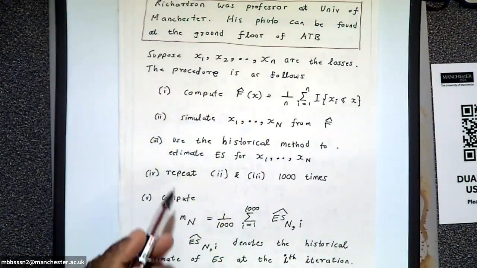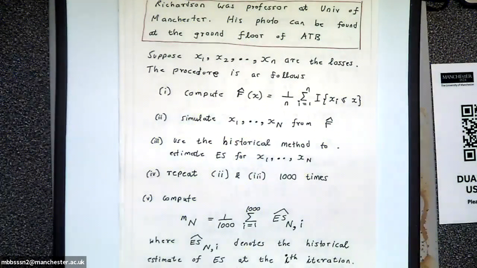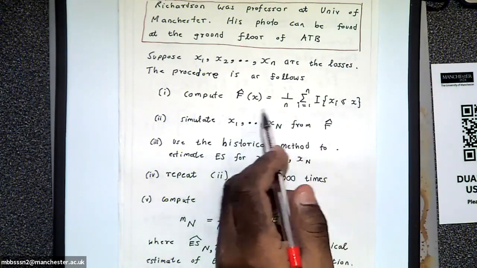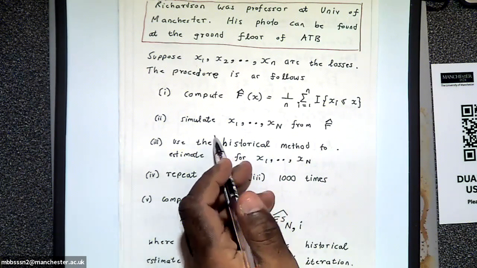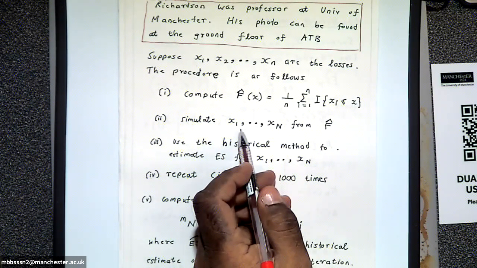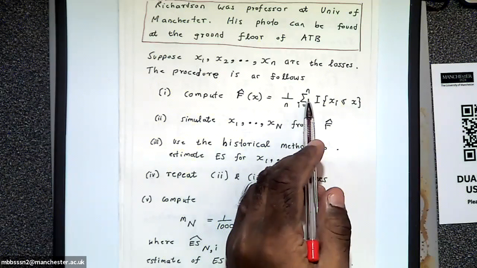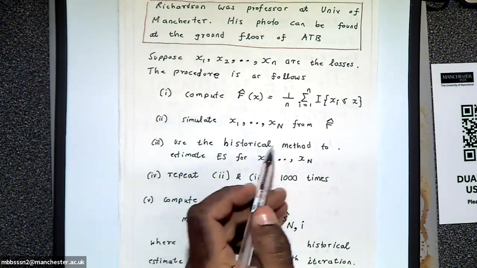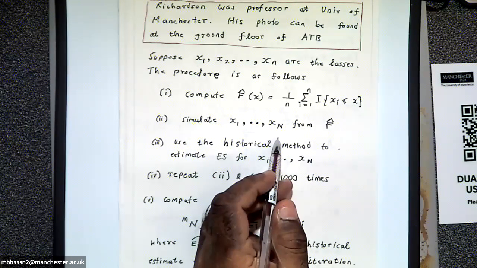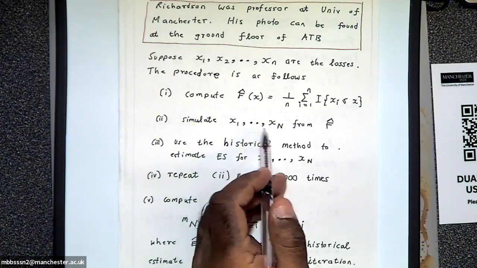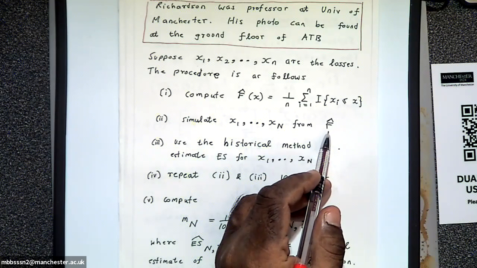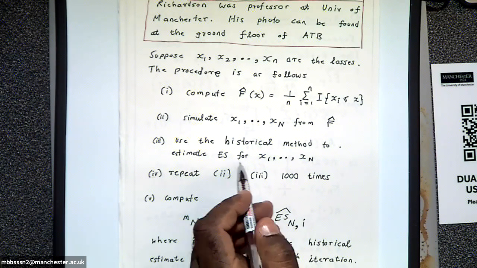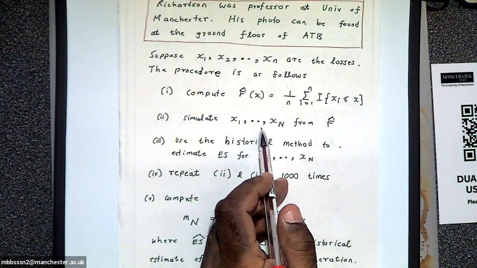So it has quite a few steps. The first step is to compute the empirical CDF, which I showed you how to do. I talked about this before at least 2 times. The second step is to simulate a random sample x1 to xn. Here, capital N need not be the same as little n. Little n is the number of data or the number of losses you have. Capital N can be anything. So you simulate this from F hat, the empirical CDF. And then you use the historical method to estimate the expected shortfall for this data that you simulated.